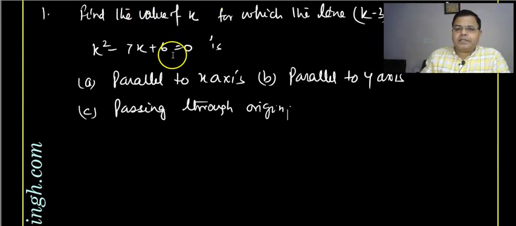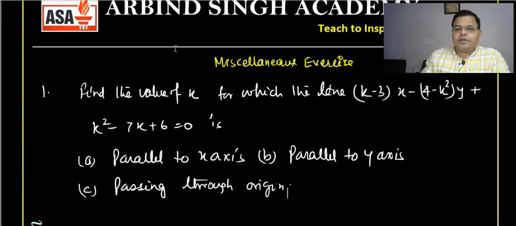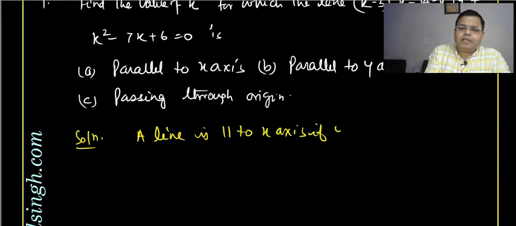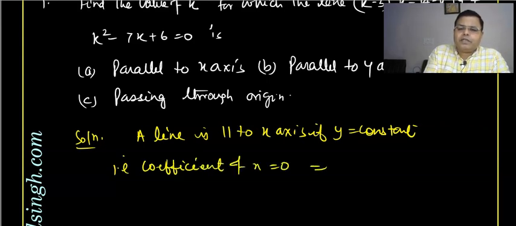Parallel to x axis, for that y is equal to constant. Y is equal to constant is a line parallel to x-axis, and therefore the coefficient of x must be equal to 0. So the solution: a line is parallel to x-axis if y is equal to constant, that is, coefficient of x is 0. This implies k minus 3 is equal to 0, and therefore k is equal to 3. So this is the solution of the first part A.